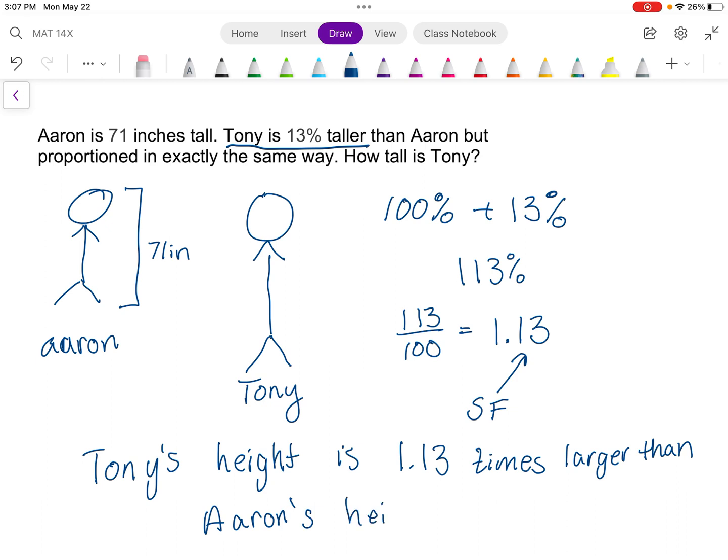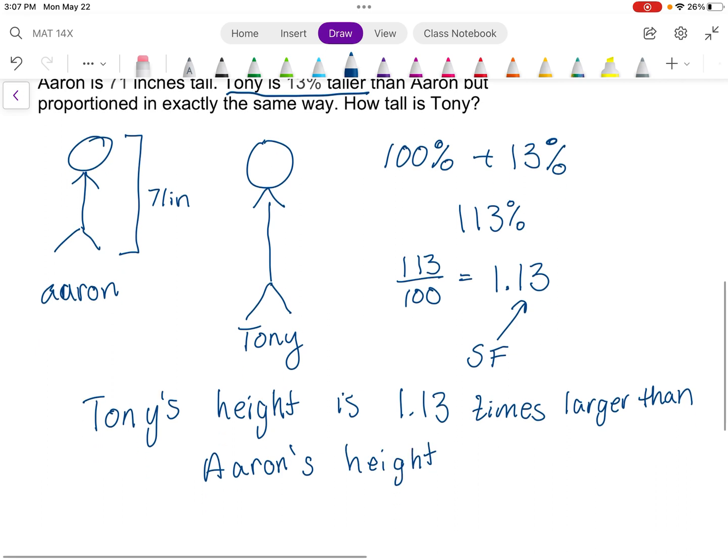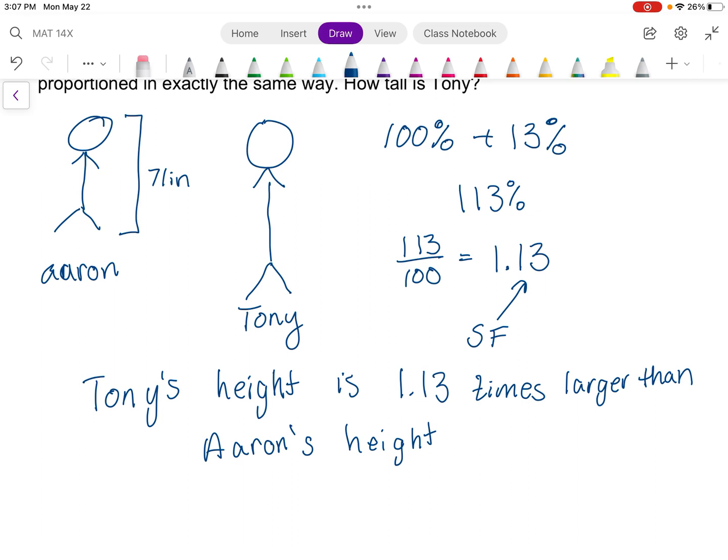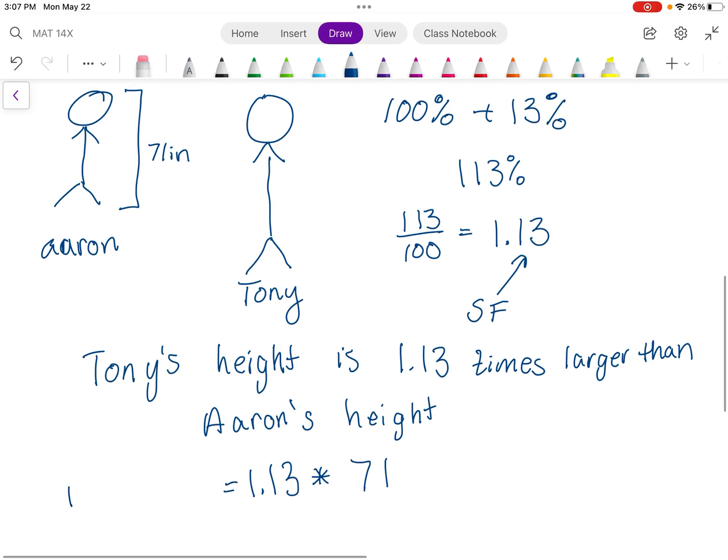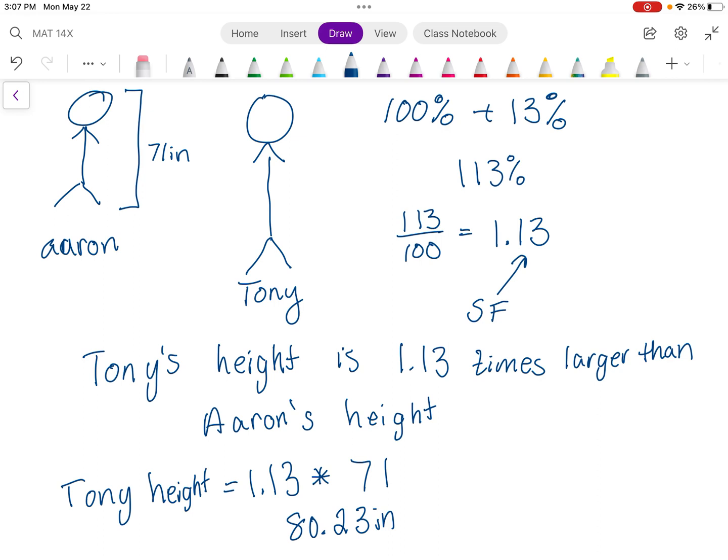And that idea helps us solve this problem, because the height we're looking for, Tony's height, is 1.13 times whatever Aaron's height was, and his height was 71 inches. So that expression is going to find me the answer I'm looking for, which is Tony's height. And in this case, 1.13 times 71 would be 80.23 inches.